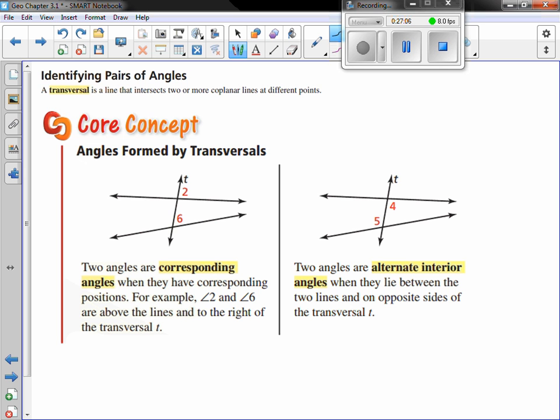Alternate interior angles are between two lines and on opposite sides of the transversal. The transversal is just a line that intersects the two lines. So two alternate interior angles lie between the two lines and on opposite sides of the transversal. Corresponding are on the same side of the transversal, both above or both below. So corresponding, they're in a similar spot. Alternate interior are in between the lines and on opposite sides.